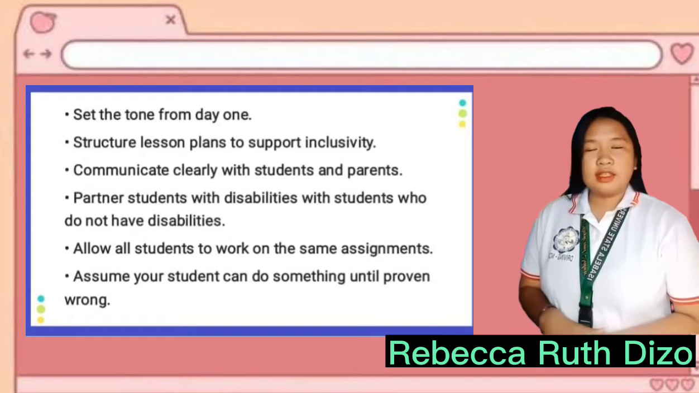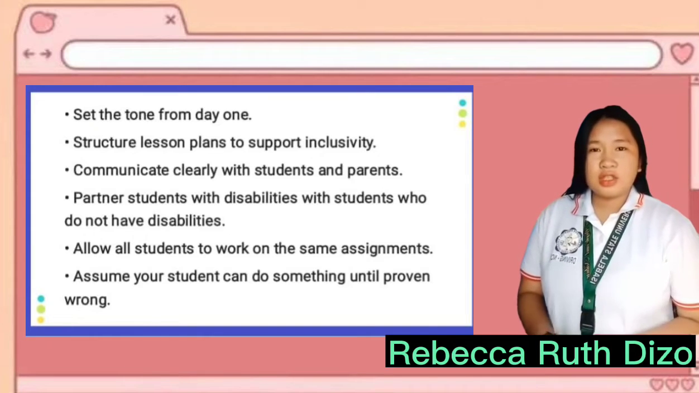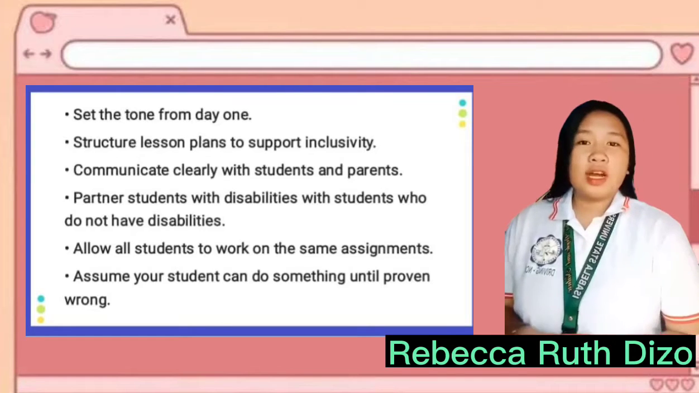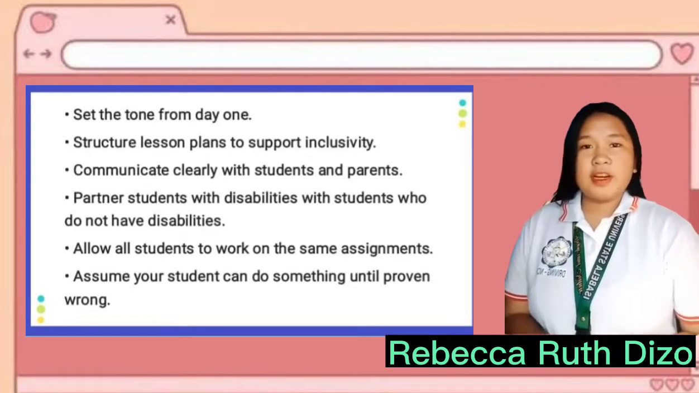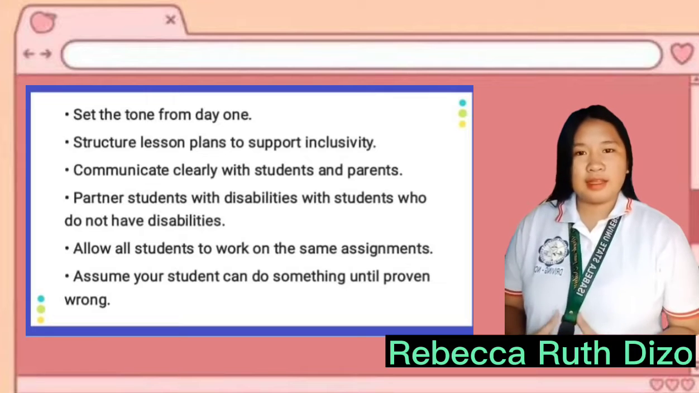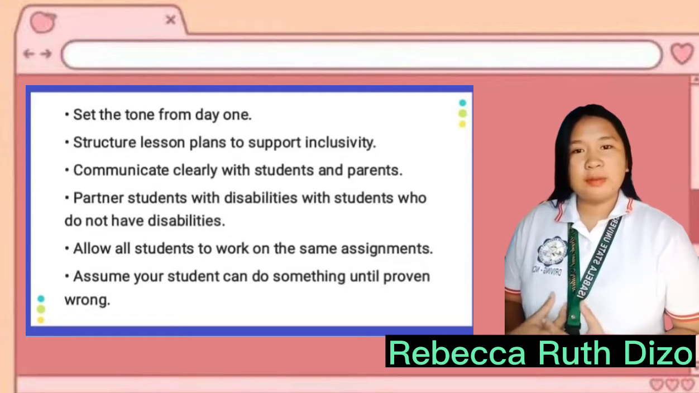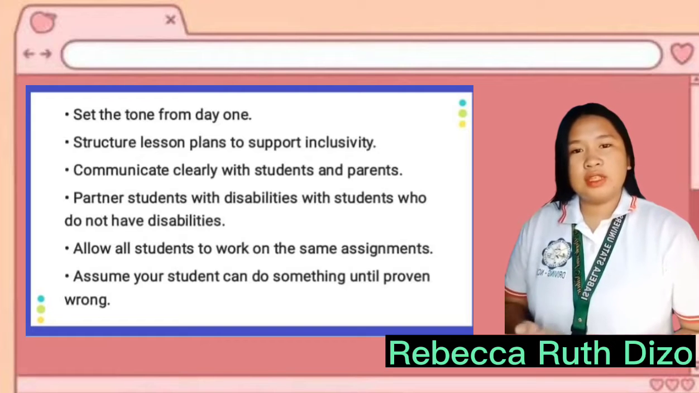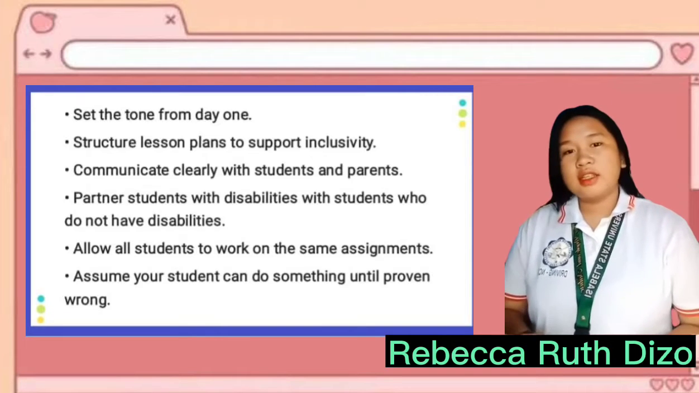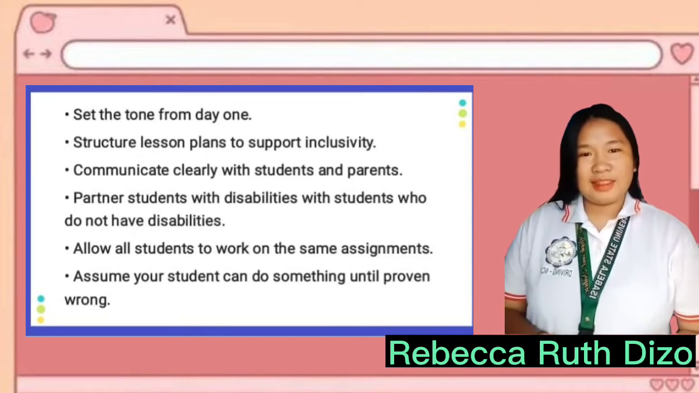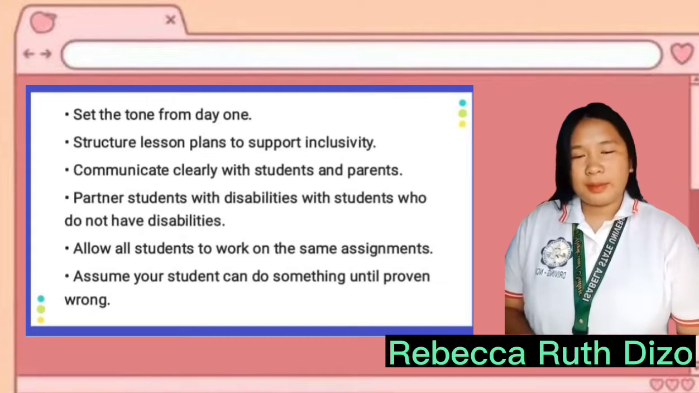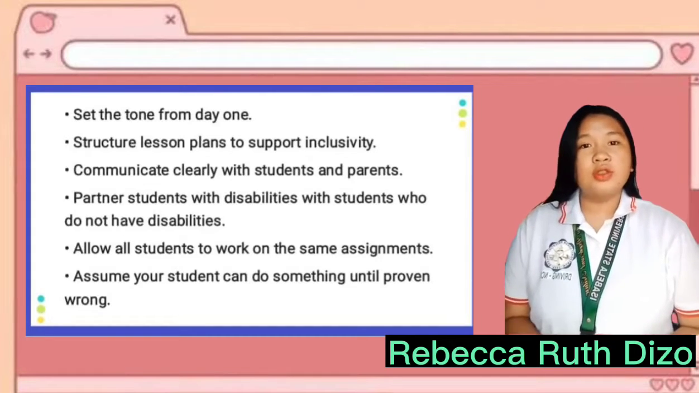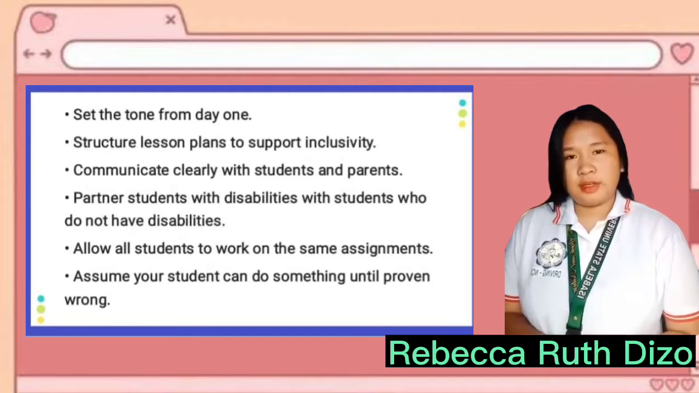The next one is structure lesson plans to support inclusivity. So rather than creating separate activities or learning plans for students with disabilities, consider how we can include disability services in the general plan, and where we might be able to educate all learners about disabilities through the voices of those who experience them.